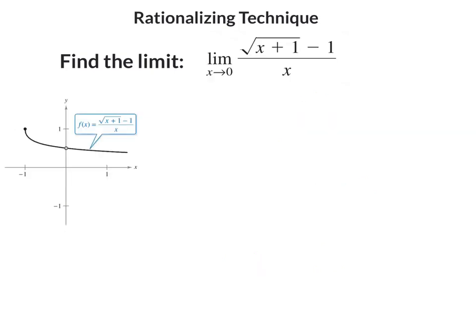Our next technique is a little less intuitive. This one is called the rationalizing technique because we're going to need to rationalize the numerator of this example. Why? Because direct substitution is not going to work. Zero plugged in here zeroes out the denominator.